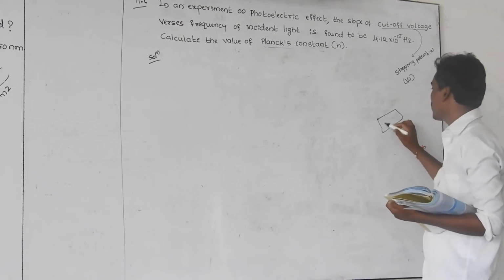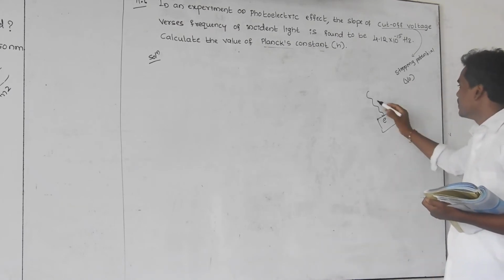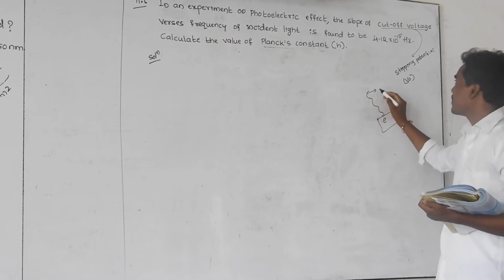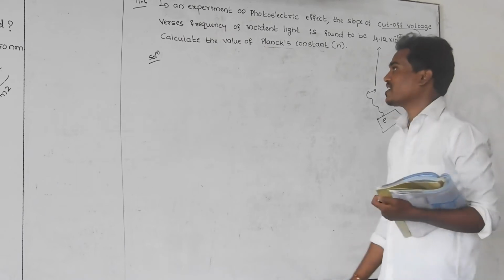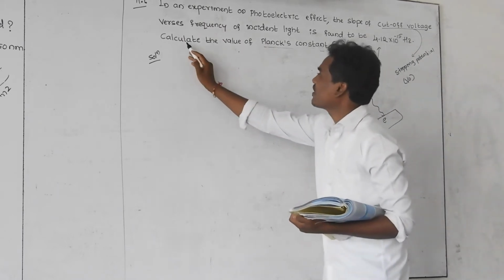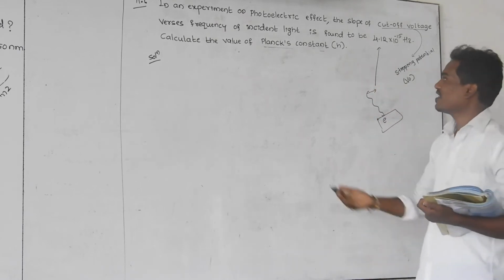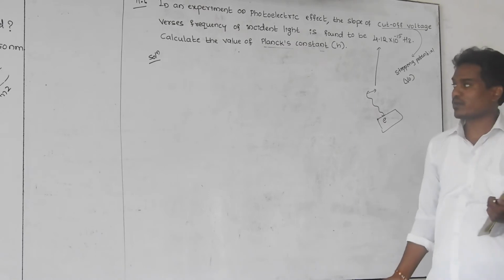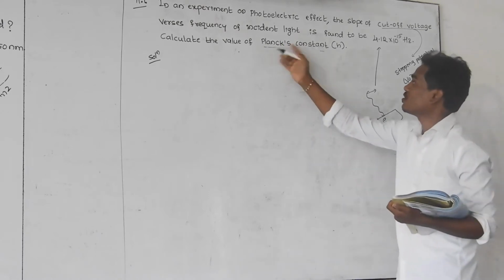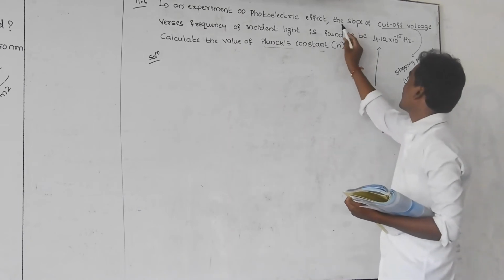There is an experiment called the photoelectric experiment, and here the radiation has a frequency of 4.12 into 10 to the power of minus 15 Hz. You have to calculate the value of Planck's constant. You know very well the application of this photoelectric experiment. By using the photoelectric experiment, it is possible to find out the Planck's constant value, that is h. Here we use the slope.